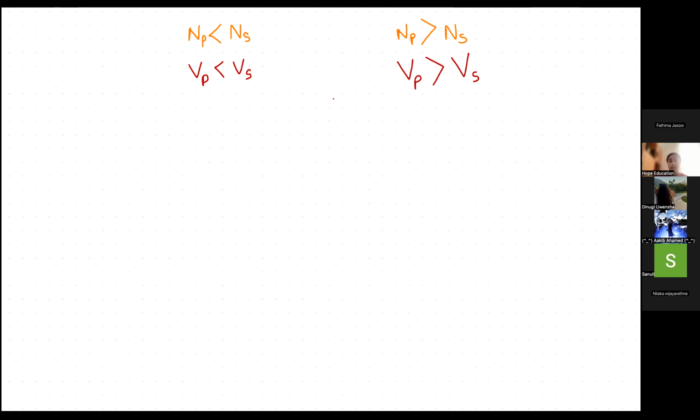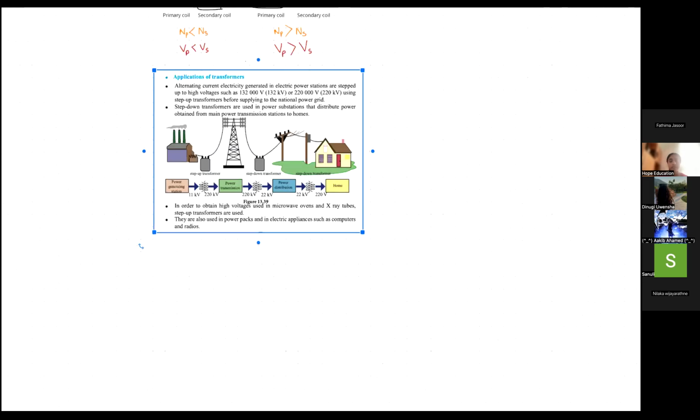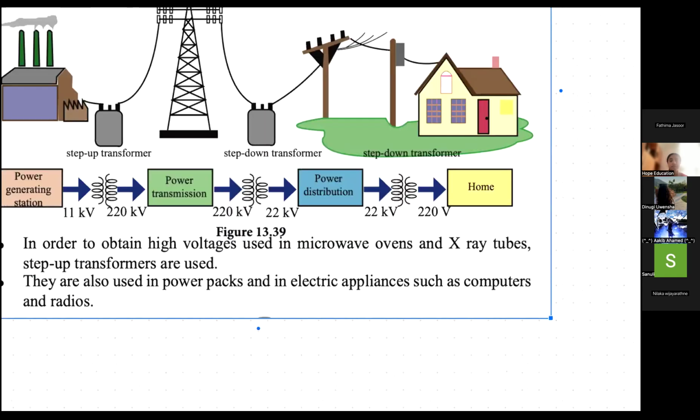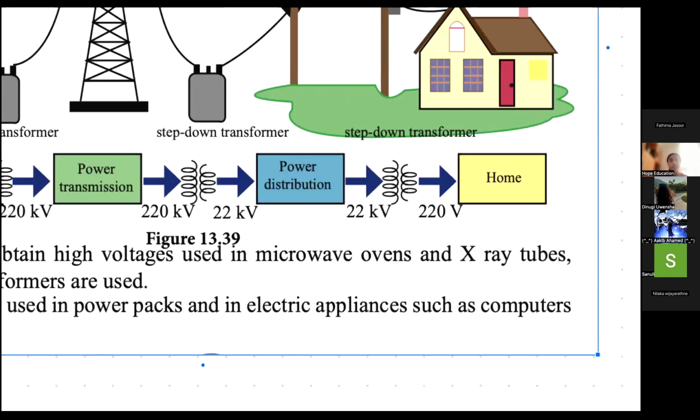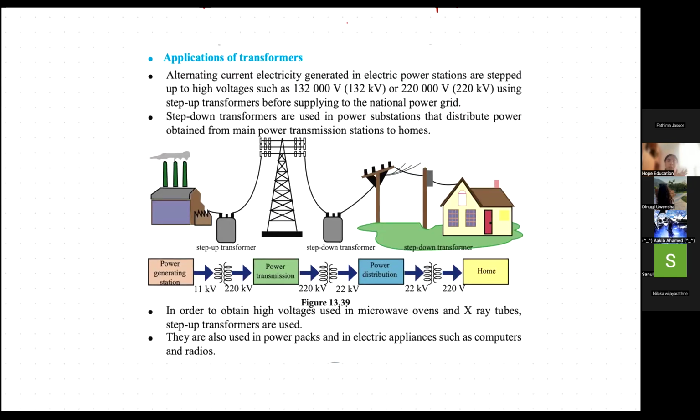So we will discuss during the class. Okay. Applications of transformers. Alternating current electricity generated in electric power stations is stepped up to high voltages such as 132,000 volts, which is 132 kilovolts, or 220,000 volts, which is 220 kilovolts, using step-up transformers before supplying to the national power grid.